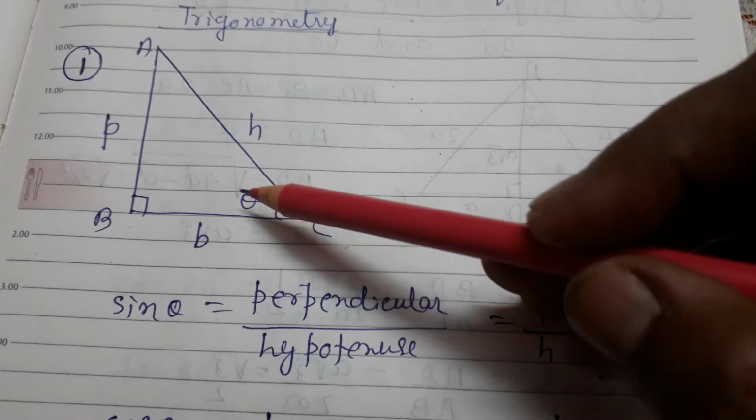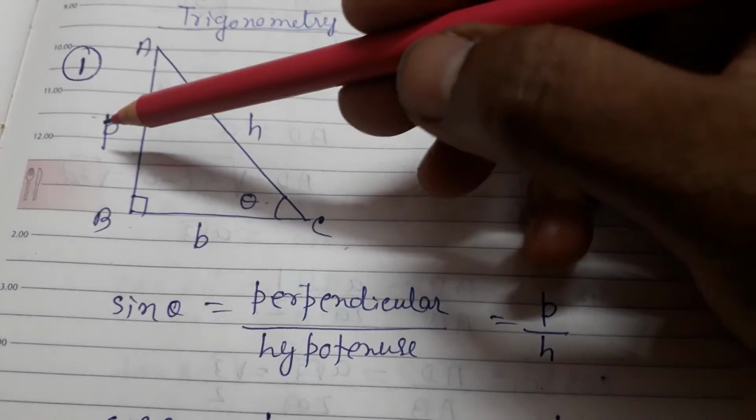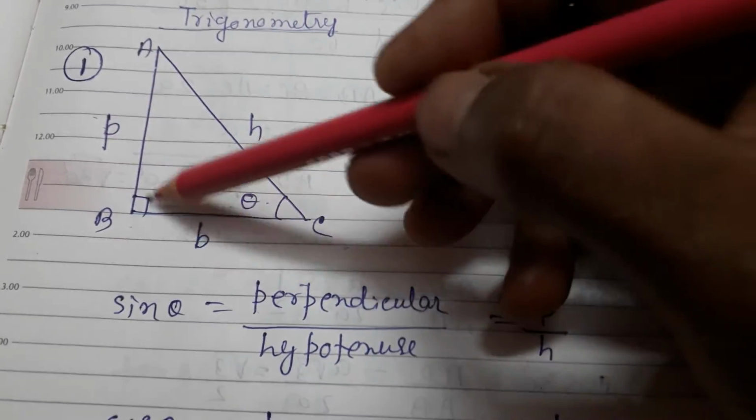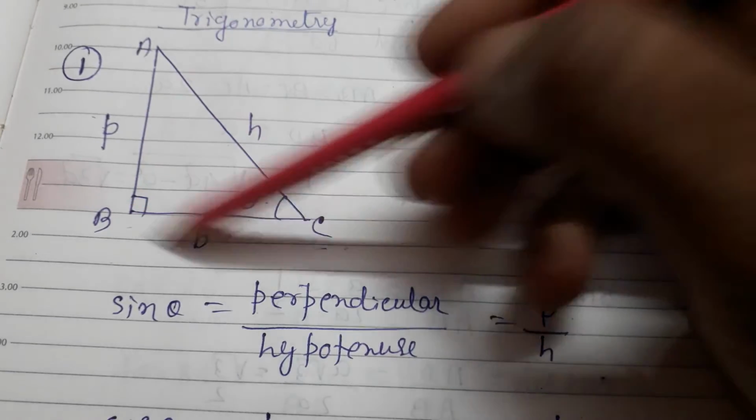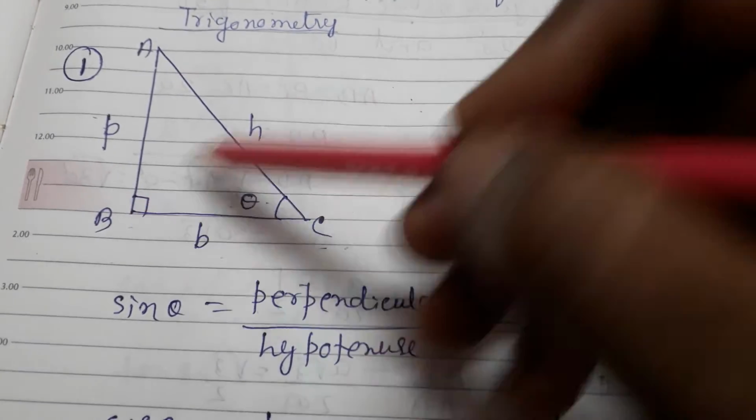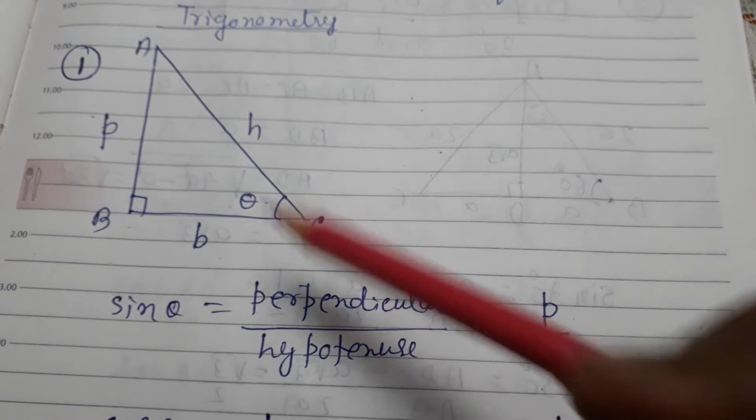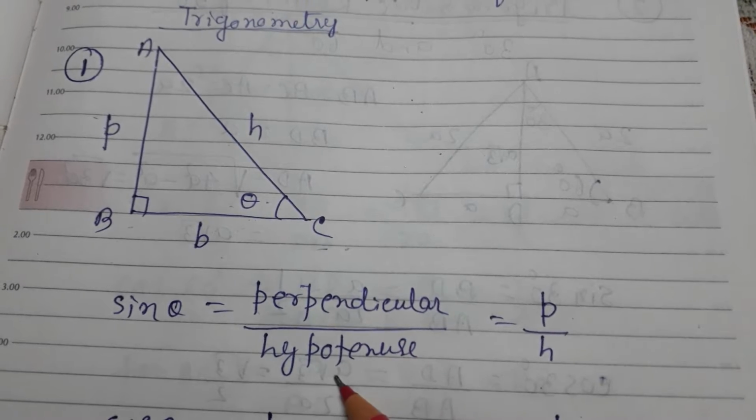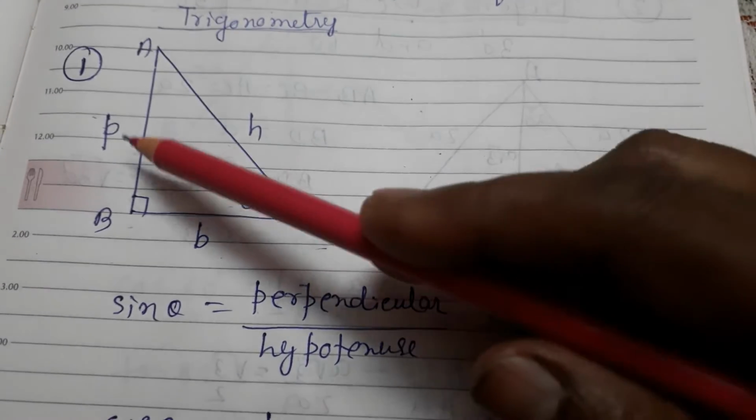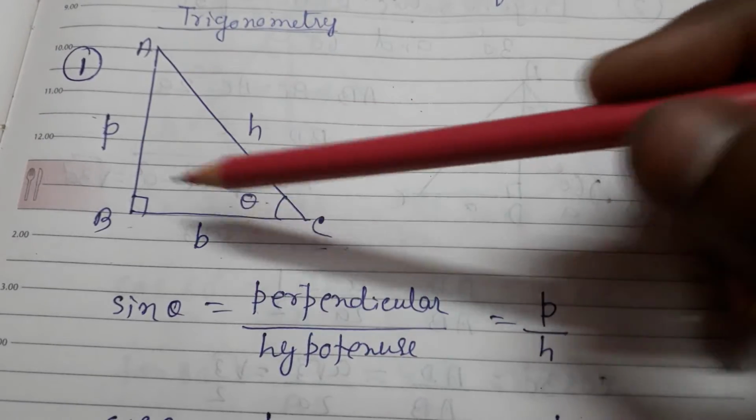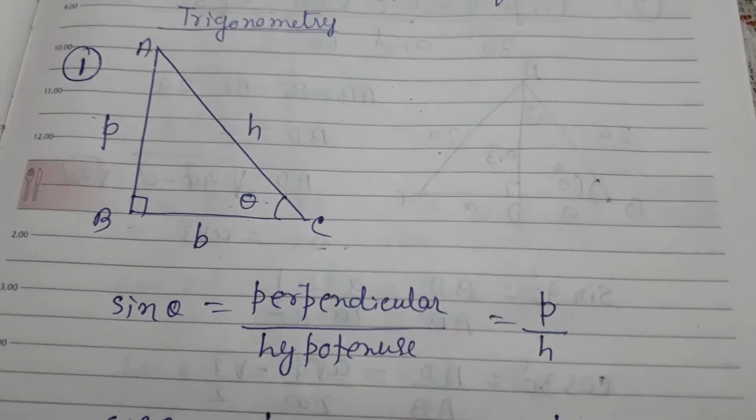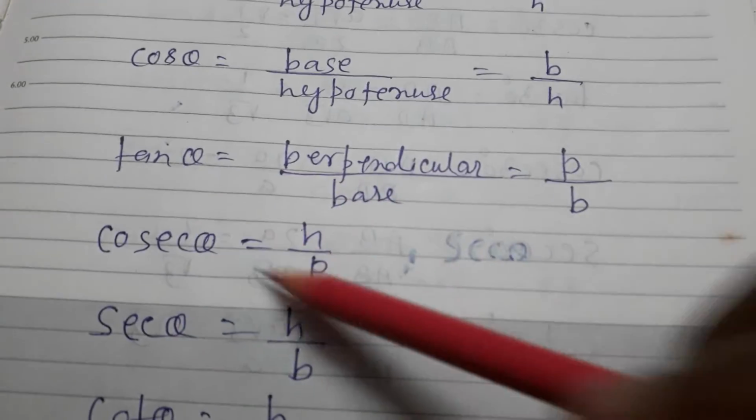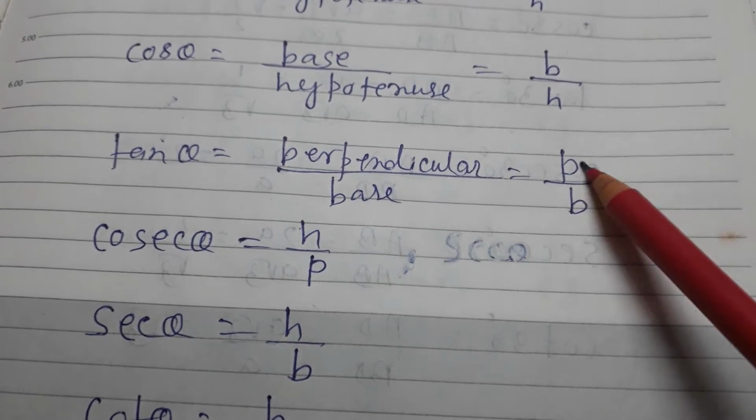Now the side opposite to the angle theta is the perpendicular, P, the other side which forms the right angle is the base, B, and the side opposite to the 90 degree angle is H, the hypotenuse. Now a formula: sin theta equals perpendicular by hypotenuse. The side opposite to the angle theta is the perpendicular, so sin theta equals P by H. Cos theta equals base by hypotenuse, so it is B by H. Tan theta equals perpendicular by base, that is P by B.